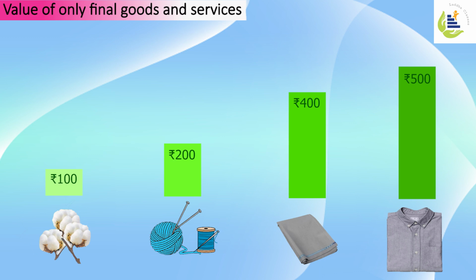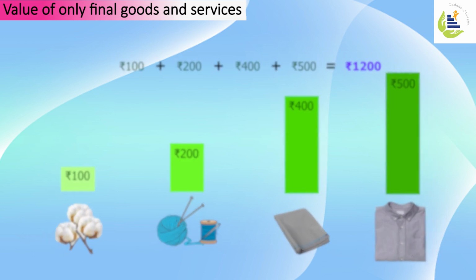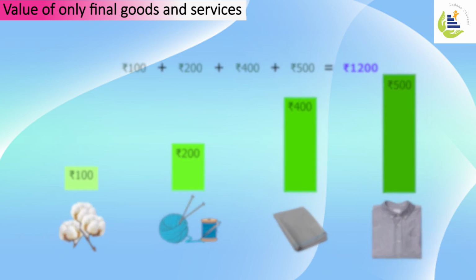So if in the calculation of national income we add all these intermediate stages, then our national income will be seen as a larger value than the realistic one. So what has happened? The same commodity has been added multiple times, and this is known as double counting.